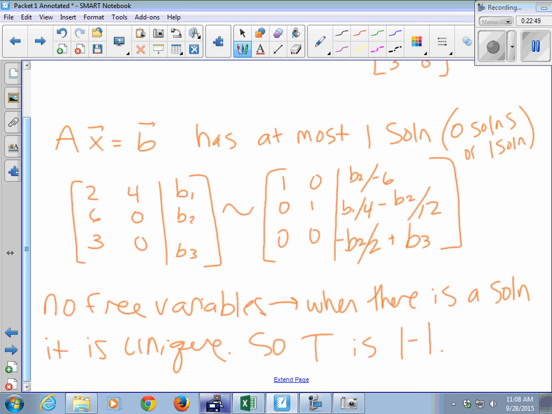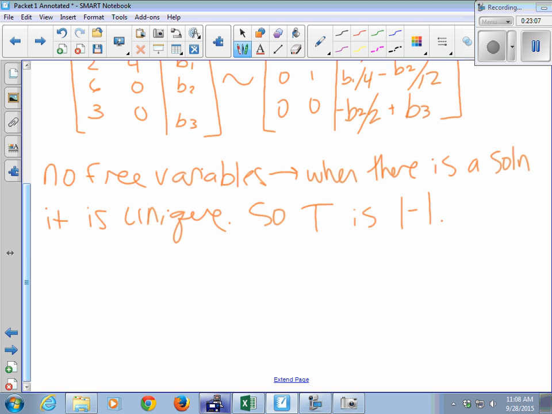Great question. What would it look like if it was not 1-to-1? You'd have a free variable, which means you'd have a column without a pivot, because the columns without pivots are the free variables. What showed me that this was 1-to-1 is that I had a pivot in every column. So that's a good thing to write down: 1-to-1 is equivalent to a pivot in every column of A, whereas a pivot in every row tells you that the function is onto.